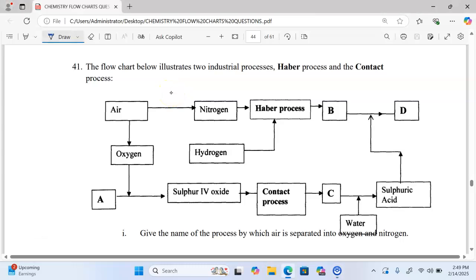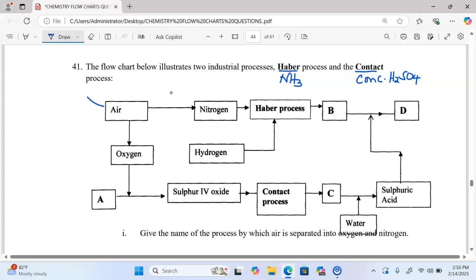We are looking at a flowchart that reads: the flowchart below illustrates two industrial processes. We have the Haber process that manufactures ammonia on a large scale. We also have the contact process that manufactures sulfuric 6 acid. The flowchart begins from where we have air.